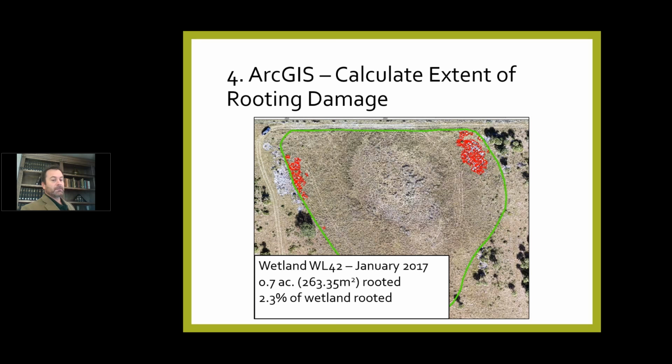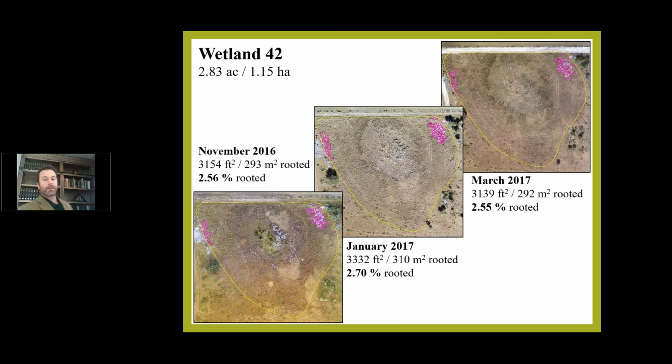And in this case, 0.7 acres of this wetland was rooted, and that means about 2.3% of the wetland was rooted in that particular time frame. And we do that. That's been done for everything. Over time, this is what you can build, and we can see that in this particular wetland from November 2016 through to March 2017, the locations of the rooting were the same, and they didn't change that much at all. Okay, so it was probably rooted once and never grew back, or they're just returning to the same spot, rooting the same patch all the time.